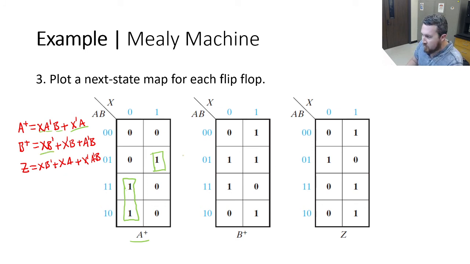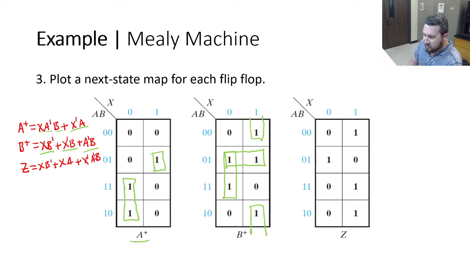X and B prime, so that's going to be X is 1, B is 0, so that's going to be that business like that. Then X prime B, so that's going to be X is 0, B is 1, so that's going to be that guy. And then finally we have A prime B, so A is 0, B is 1, and that's going to be that guy.